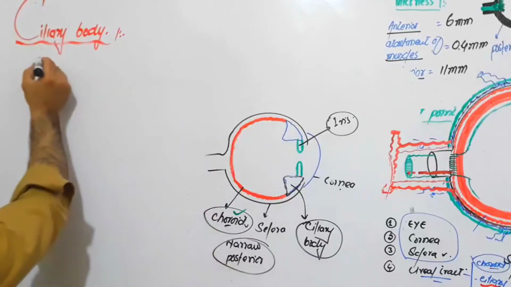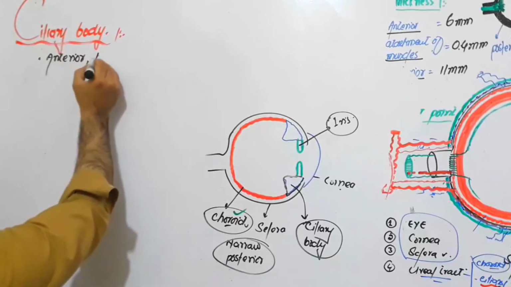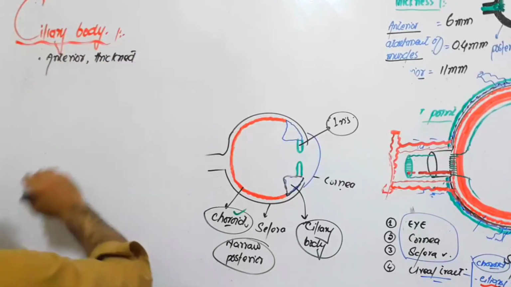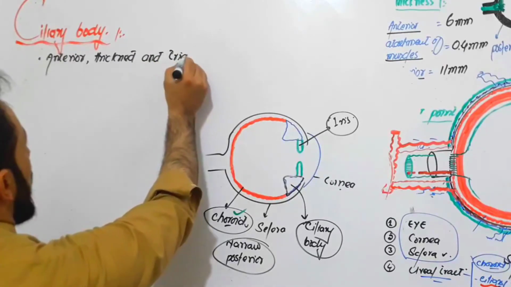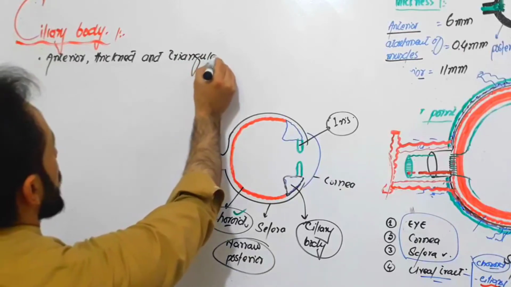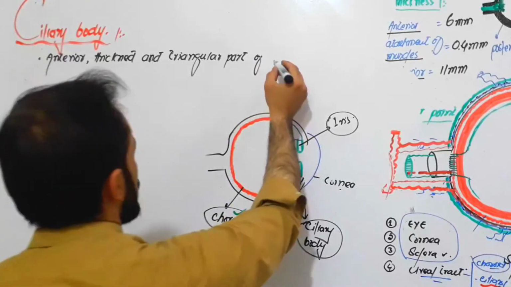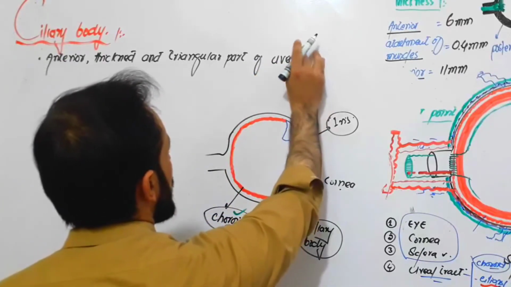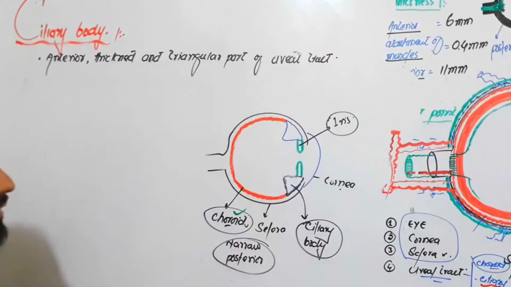So let me write it here: the anterior thickened and triangular part of which layer? Uveal tract. The anterior thickened and triangular part of the uveal tract of the eye is called your ciliary body. Done. This is the definition of it.